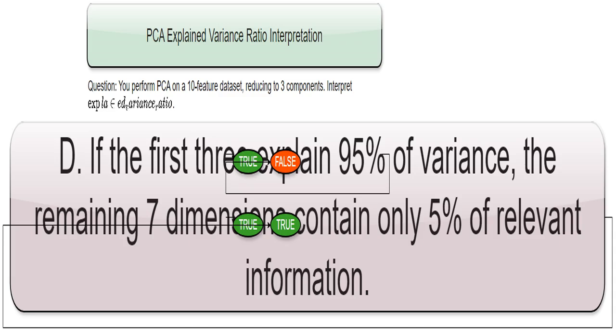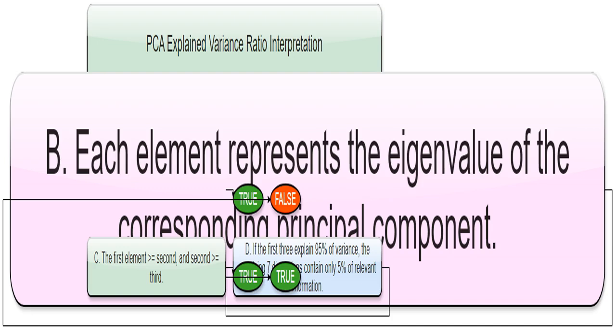This statement is also true. If the top 3 principal components explain 95% of the variance, the remaining 7 principal components collectively explain only the remaining 5%. This shows how PCA helps to reduce the number of dimensions by keeping only the most important parts of the data. This statement is false.